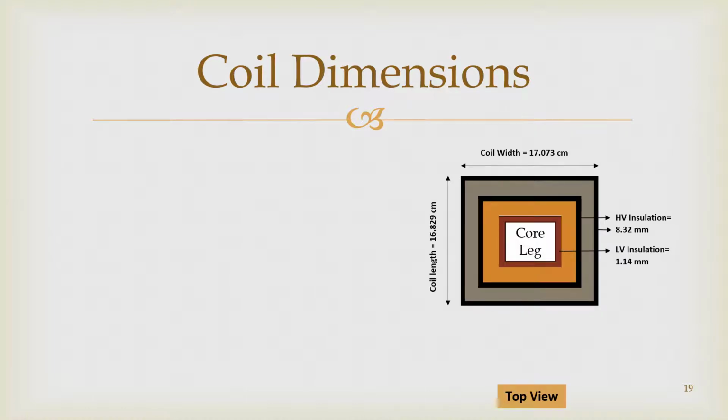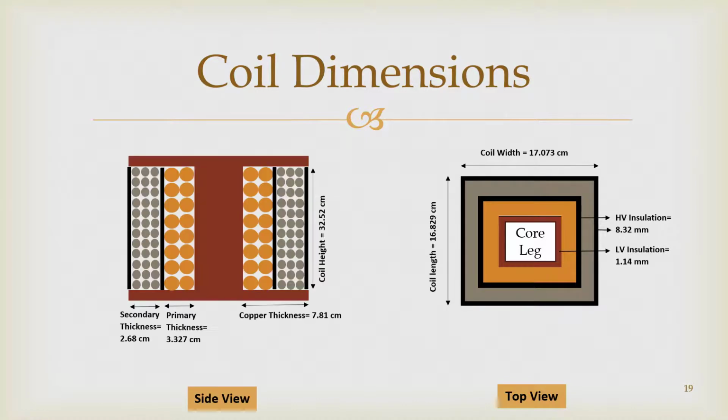As you can see here, this is the arrangement of the winding from the top view. We have the core leg in the center, then low voltage insulation in brown, primary winding in orange, secondary winding in gray, and high voltage insulation in black. And this is the side view. We obtained a coil height of about 32.5 cm and copper thickness, including the insulation, of about 7.8 cm. So at this point, we completed the dimensions results, and we will move forward to obtain the equivalent circuit parameters and efficiency.